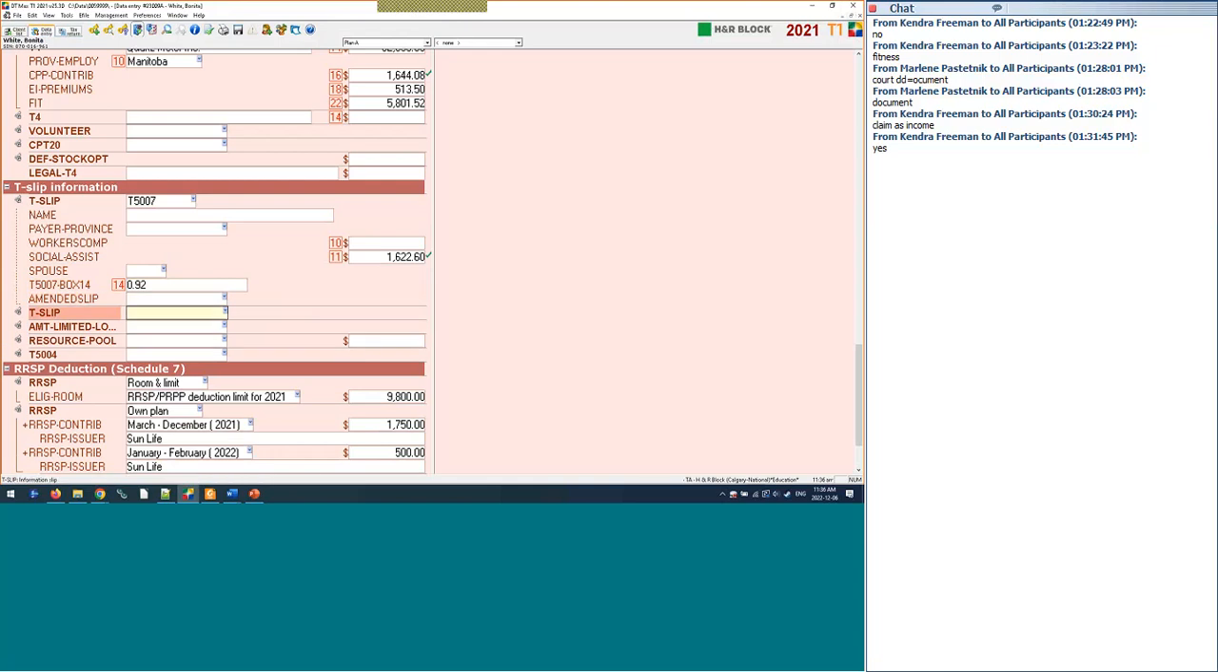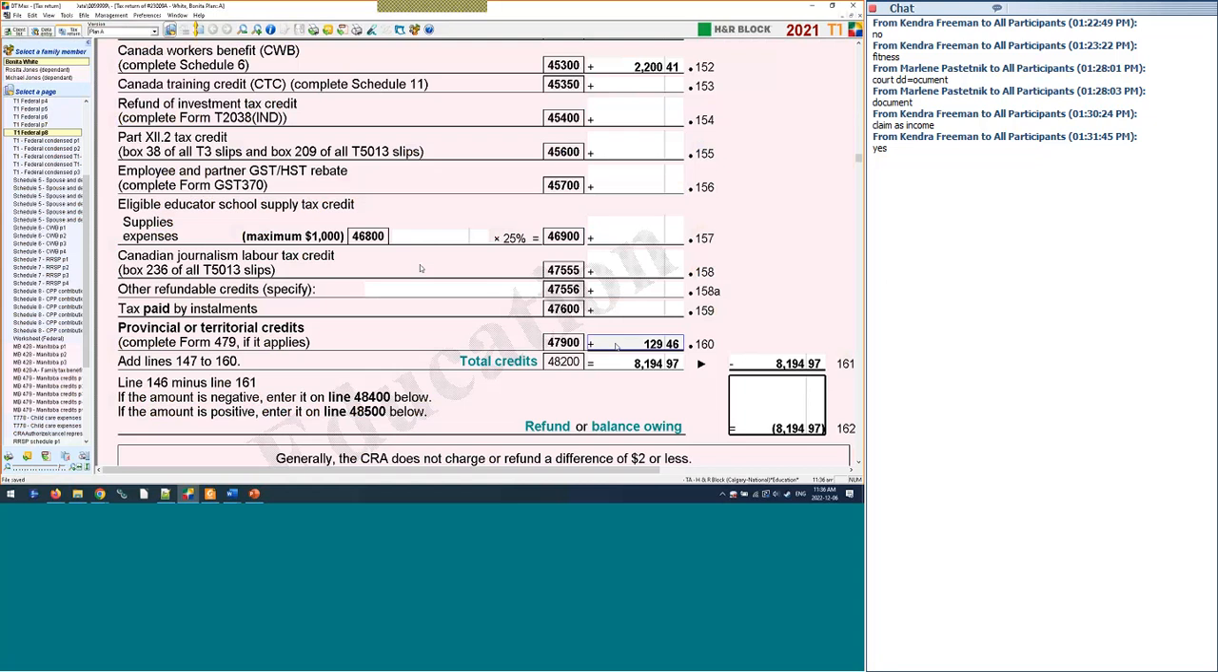because if we don't have that box filled in, the default position for the computer is that you receive social assistance for the whole year, and therefore you're not entitled to your personal credits because you've already gotten them as part of your social assistance. If that's not true, we can lose, in some cases, quite a bit of money for our clients. So if I put that box 14 back in, now you can see that's worth $129.46.